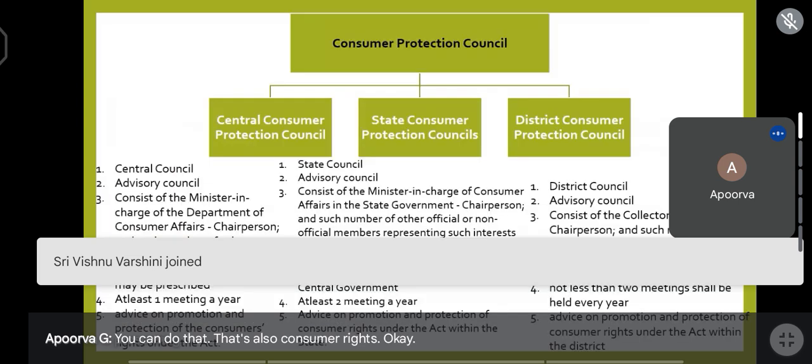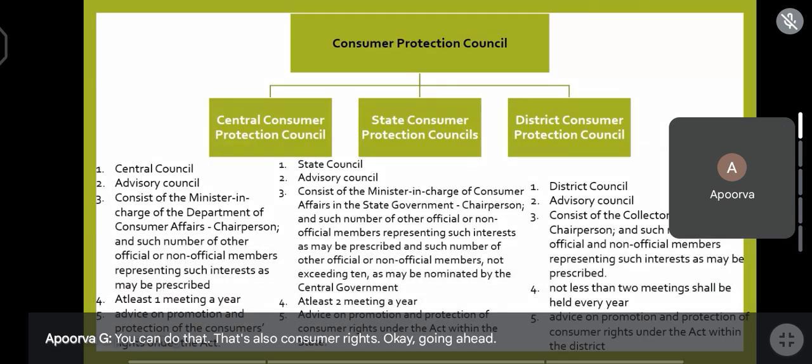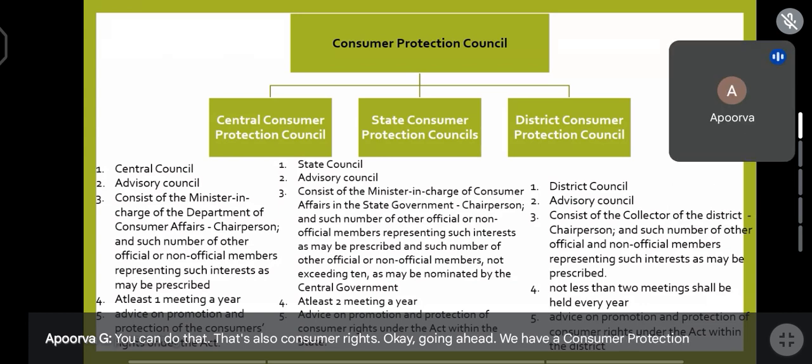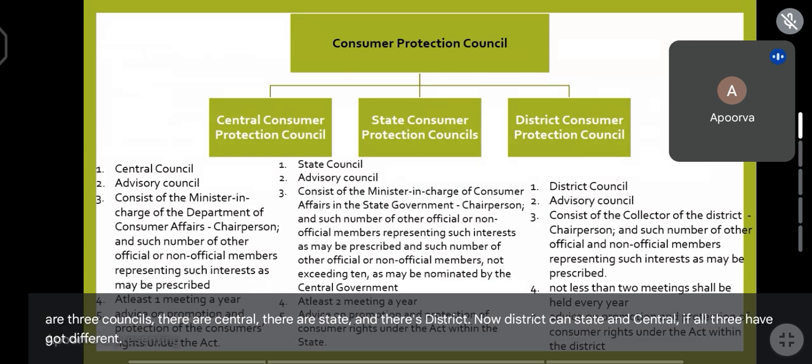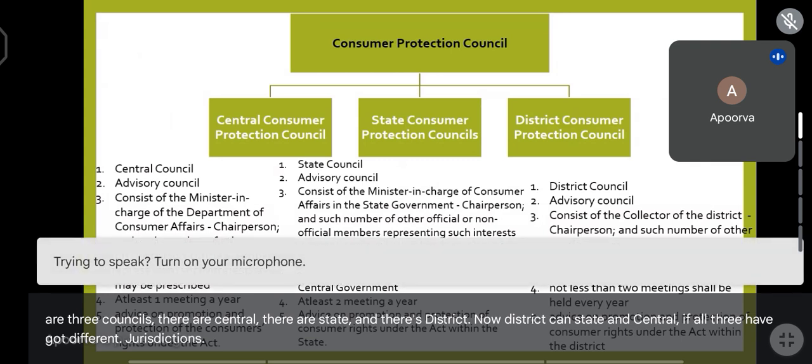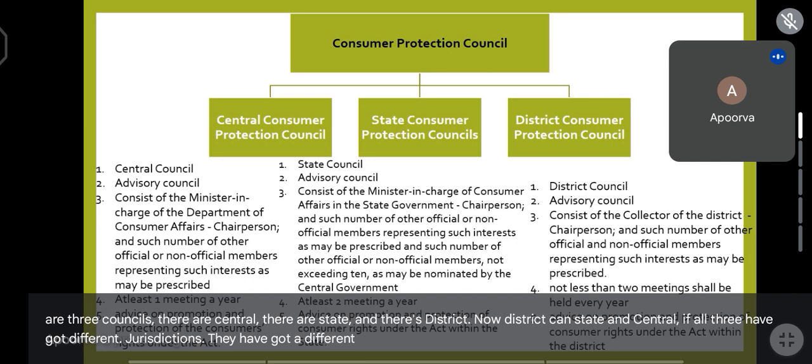Okay, going ahead, we have a consumer protection council. There are three councils: central, state, and district. All three have different jurisdictions, and they have different limits on the amounts. We will see that, but for now there are three: central, state, and district.